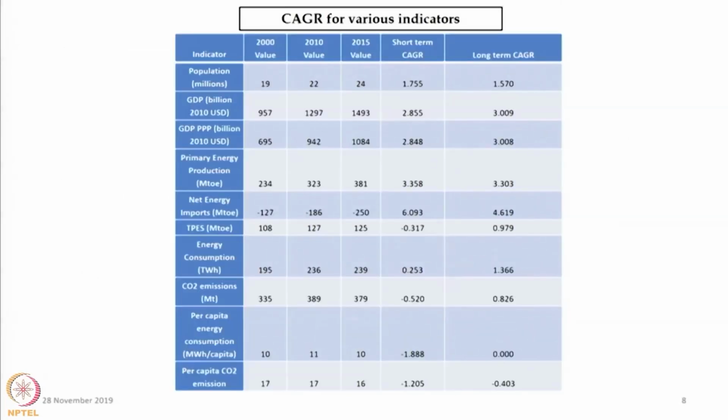The compound annual growth rate for various indicators is given here. It shows that the net energy imports are increasing each year, and the CO2 emission for Australia is higher compared to India, but the per capita energy consumption in Australia is very good compared to India.